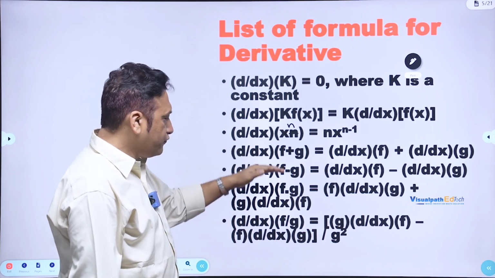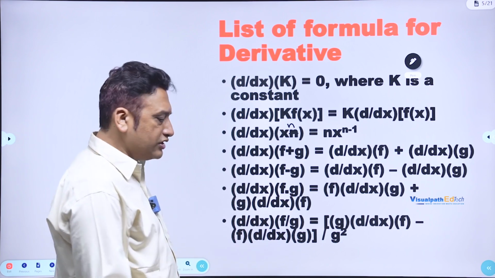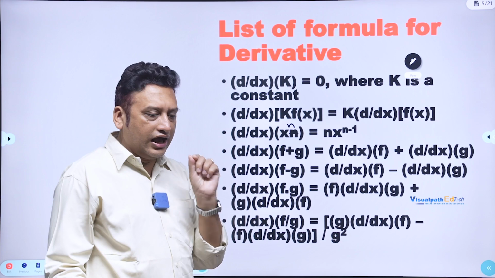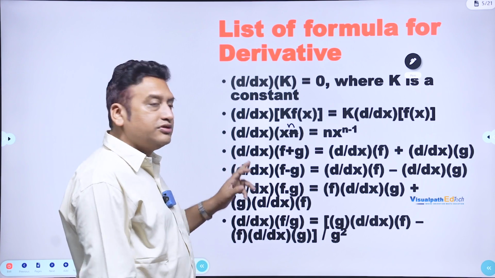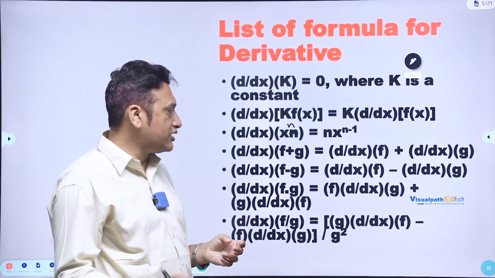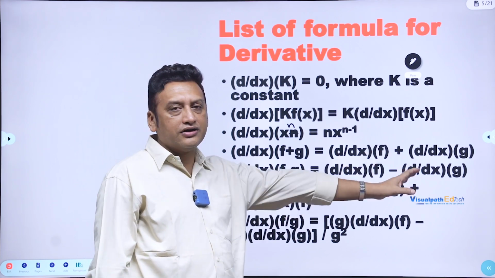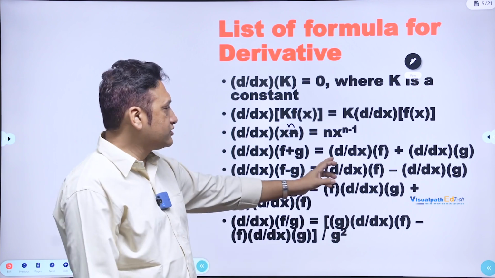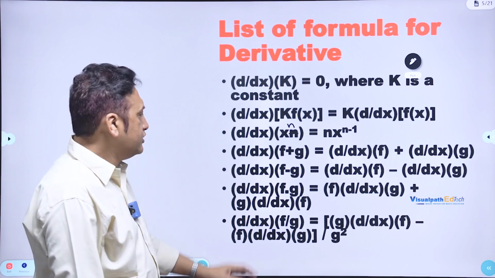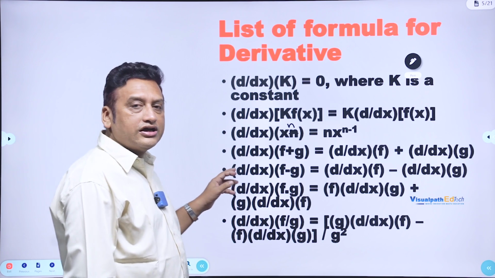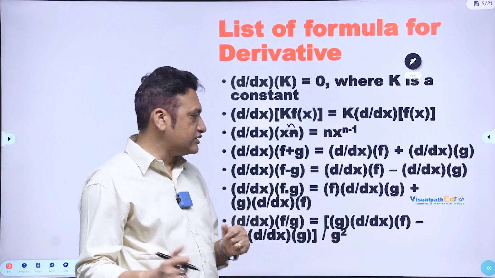Then there are 4 formulas which we say sum, difference, product and quotient formula. So suppose we have sum of 2 functions, f is a function, g is a function. So f plus g will also be a function. Now what will be the derivative of the sum of the 2 functions, f plus g? In fact, it is equivalent to finding derivative of f, then finding derivative of g, and then adding up. So d/dx of f plus d/dx of g gives you the d/dx of f plus g. Same goes with difference. If you are finding d/dx of f minus g, we have to find d/dx of f, then minus d/dx of g, that will give us the answer.